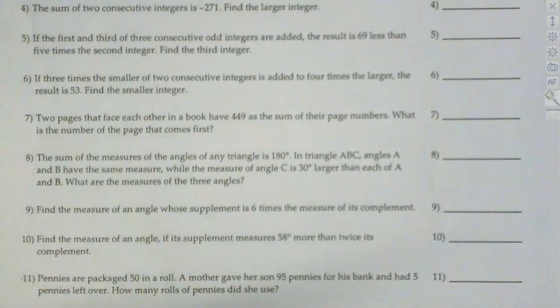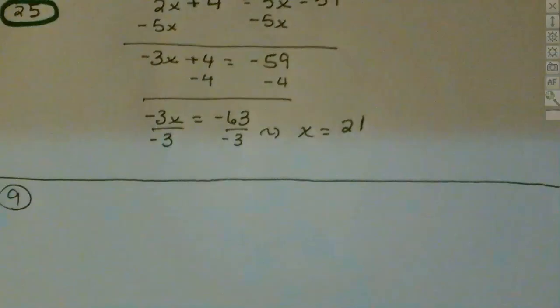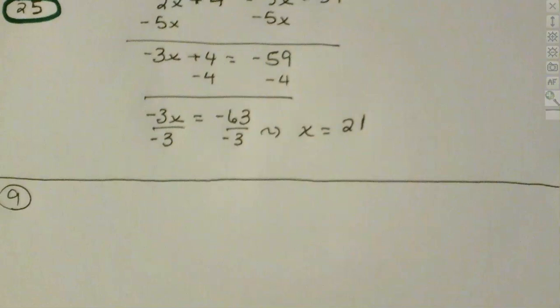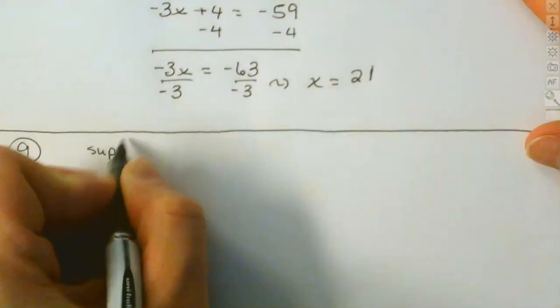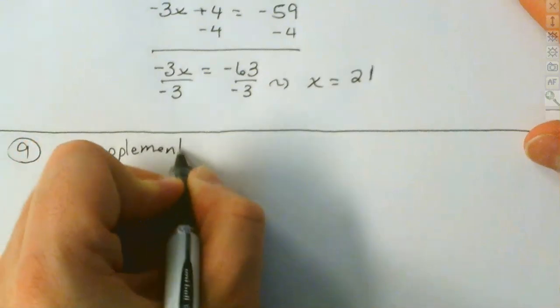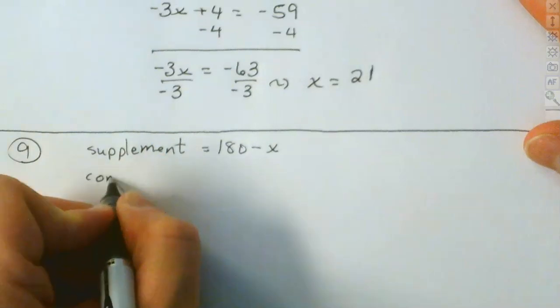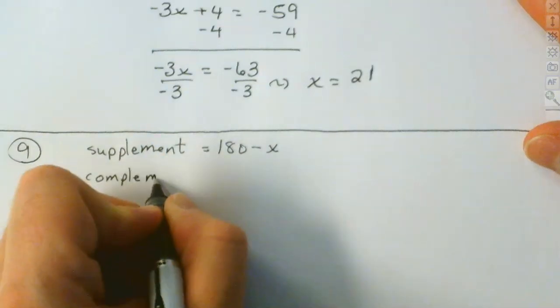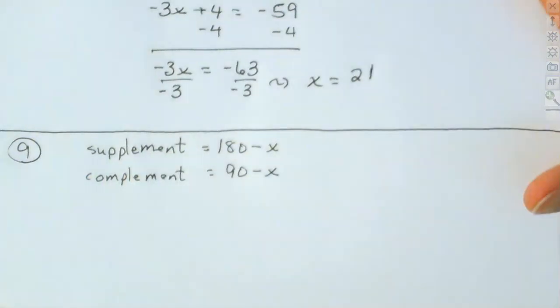All right, and question 9 says, find the measure of an angle whose supplement is 6 times the measure of its complement. So we need the supplement and we need the complement. So we're going to go ahead and write those definitions up first. And the supplement is 180 minus x. The complement is 90 minus x, right?